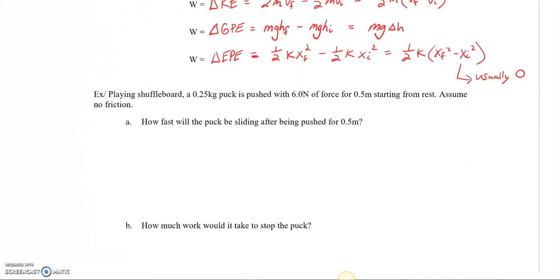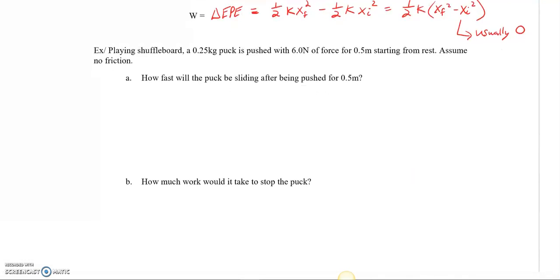Let's move on to the first example. Playing shuffleboard, a 0.25 kilogram puck is pushed with 6 newtons of force for 0.5 meters, starting from rest. Assume no friction. We want to know in part A, how fast will the puck be sliding after it's been pushed for 0.5 meters. So we're doing work on the puck. We're pushing it, causing it to move, and that's going to cause the puck to go from rest to not being at rest. So it's causing it to gain kinetic energy.